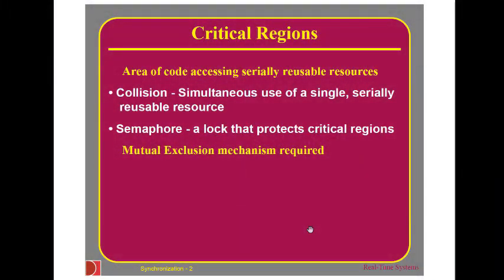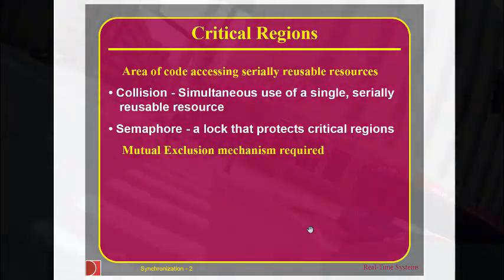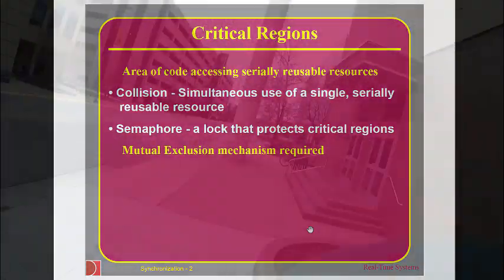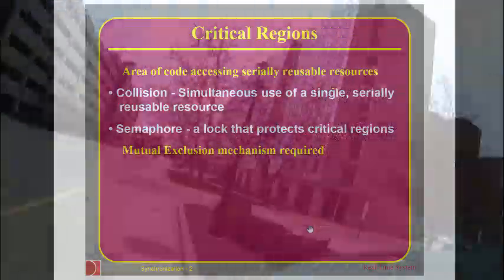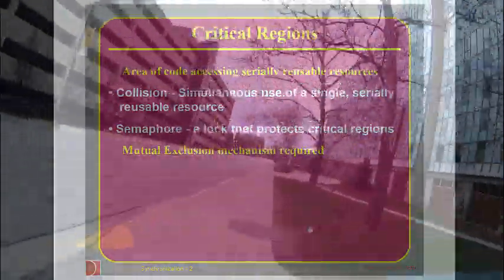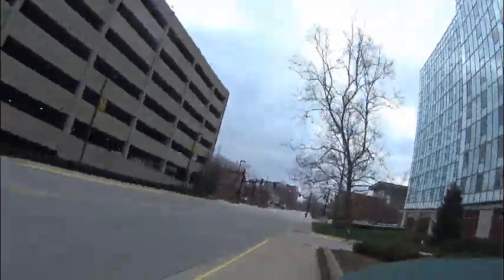And so we call these serially reusable resources. And so when two different tasks, functions or modules attempt to simultaneously use the same single serially reusable resource, well, that's what we call a collision. And so what we're going to talk about is semaphores. A semaphore is a lock that protects critical regions.